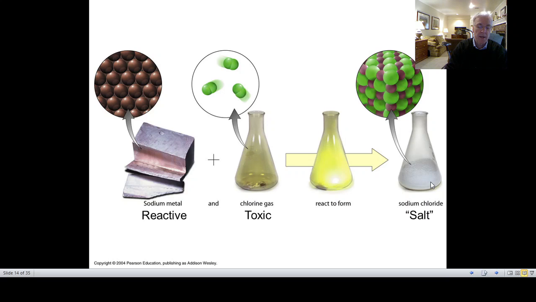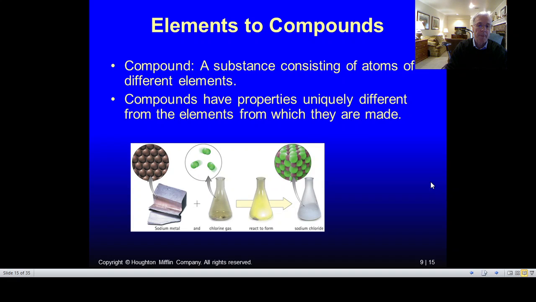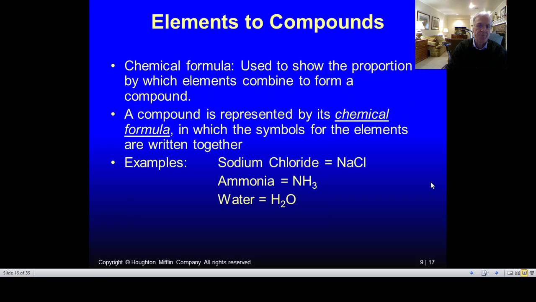So a reactive metal and a toxic gas form salt. The properties of salt are unique from the properties of the elements that it's made from. So that's an important principle to keep tucked away in the back of your mind, that compounds have properties uniquely different from the elements from which they're made.